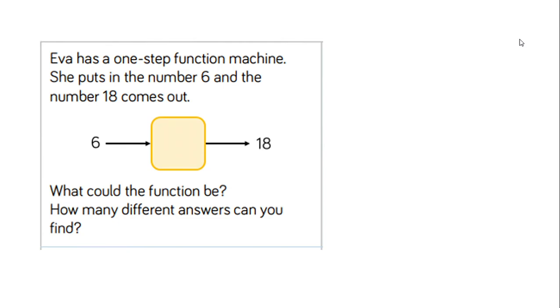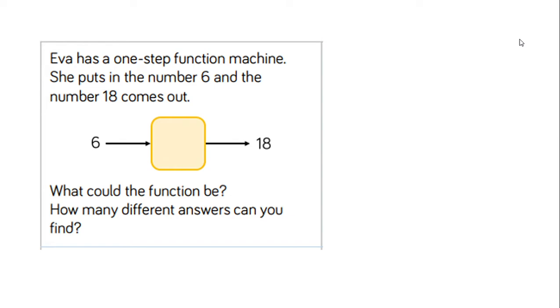Okay, then for the next slide. Eva has a one-step function machine. She puts in the number 6 and the number 18 comes out. What could the function be? How many different answers can you find? So here there's going to be more than one option because we've only got one input and one output. Okay, pause the video to have a go at this one.